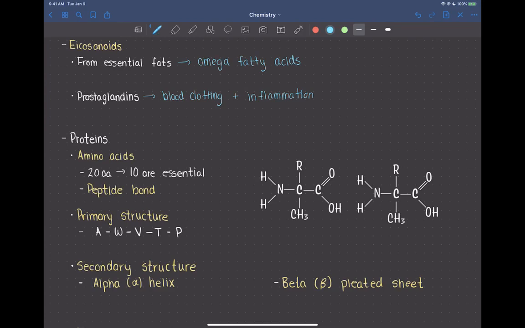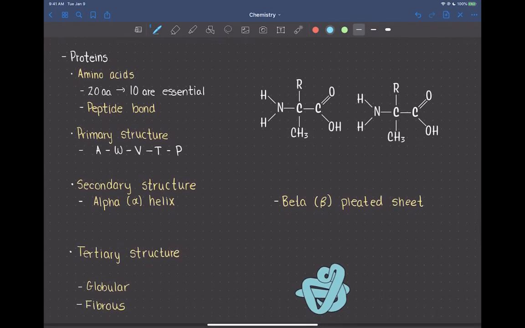Our third major category of organic molecules is proteins. Okay. And so proteins, our monomer, is going to be the amino acid. So our monomer for proteins is amino acids, the little building blocks that we make proteins out of. There are 20 different types of amino acids. Only 10 of those 20 are essential, okay? And so by essential, we mean that they must be in your diet.